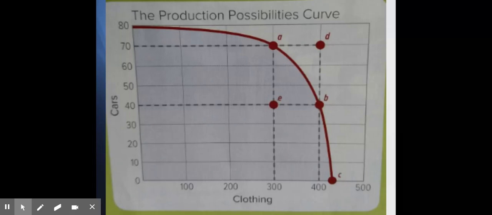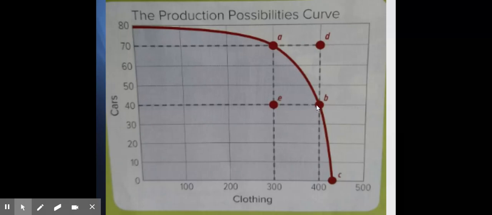And then we can change our resources to make 70 cars and 300 items of clothing. Or if we move from 300 to 400 items of clothing, we go way down here to point B, and that would cost us 40 cars. So one thing we talk about is opportunity cost. What is the opportunity cost of going from 300 to 400 items of clothing? Well, that opportunity cost is going to be, from 70 to 40 cars here, so that's 30 cars to go that extra 100 items of clothing.